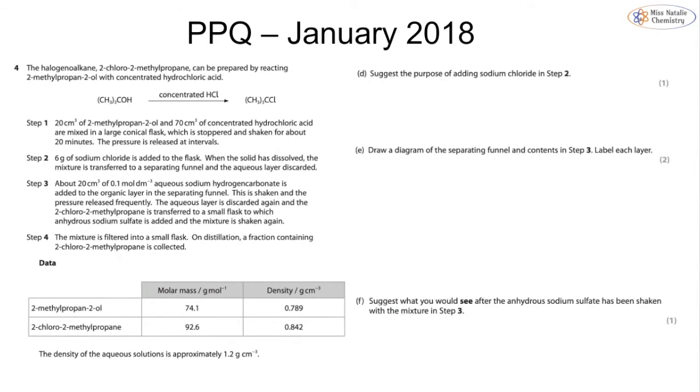So you can see that I've kept the question on the left-hand side, and then we're going to look at part D, the purpose of adding the sodium chloride in step 2. So in step 2, we add the sodium chloride to the flask, and once it is dissolved, we then transfer it to the separating funnel. Well, adding the sodium chloride has a very specific purpose, and it is very simple: it helps with better separation.